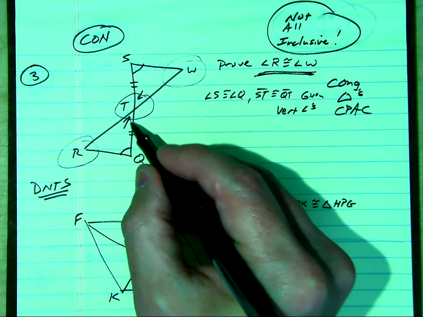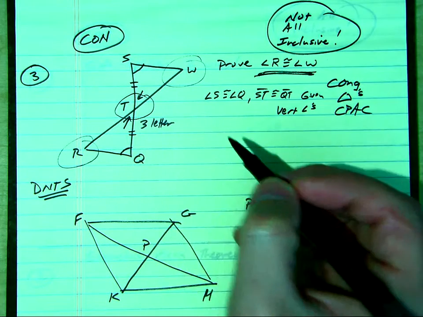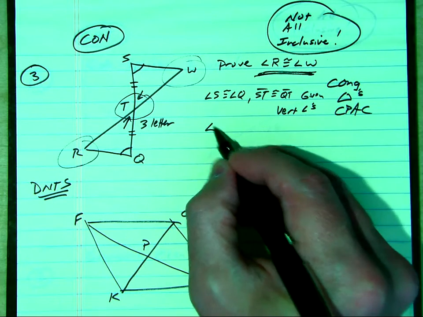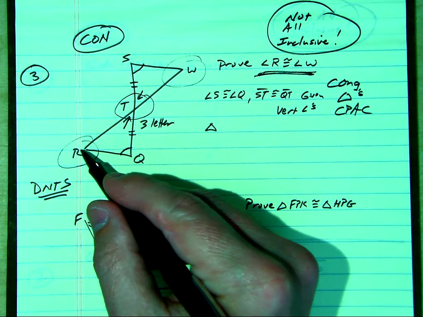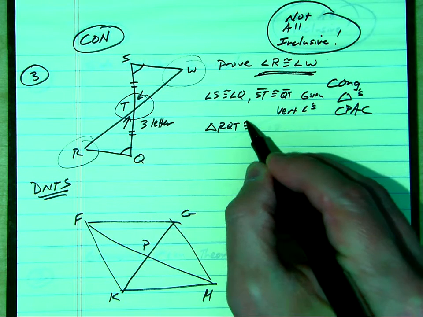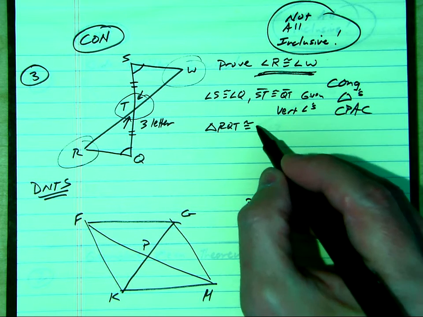You guys need to use the three-letter identifier, though. I'm too lazy at this minute to write them down. But as soon as you say those three-letter identifiers, then boom. You can say triangle, and make sure you do the correct order. Let's go with RQT. What triangle is that congruent with, in the correct order? WST. There you go, triangle WST.